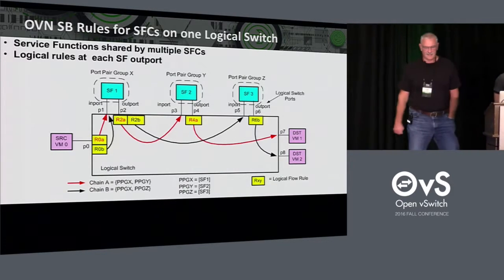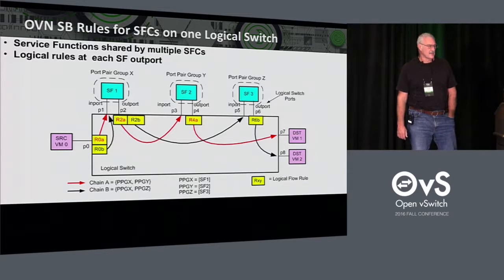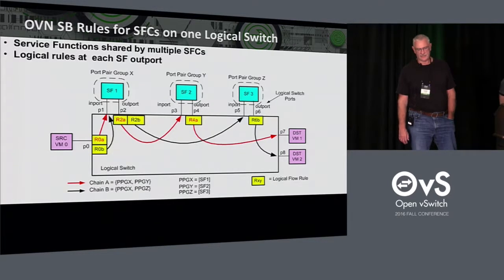Okay, looking at the rules. This represents a logical switch, and we see the service functions attached through ports. At the top there, we have a set of 3 service functions. We have source and destination traffic, and then what is shown in yellow are all the logical switch rules that are used to actually steer the traffic.